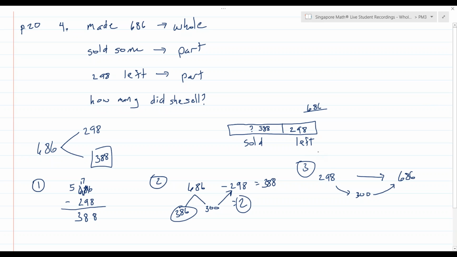I could also think about going from 298 to 686, and I could think, you know, from 298, I could add 2 to get to 300. From 300 to go to 686, I need to add 386. So from 298 to 686 is adding 388. And we know that subtraction and addition are really the same thing kind of backwards. So if to go from 298 to 686 means I add 388, then that tells me this is the whole, this is a part, and this one's a part.